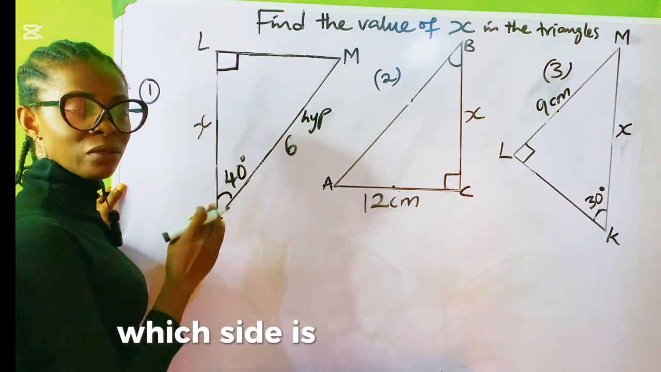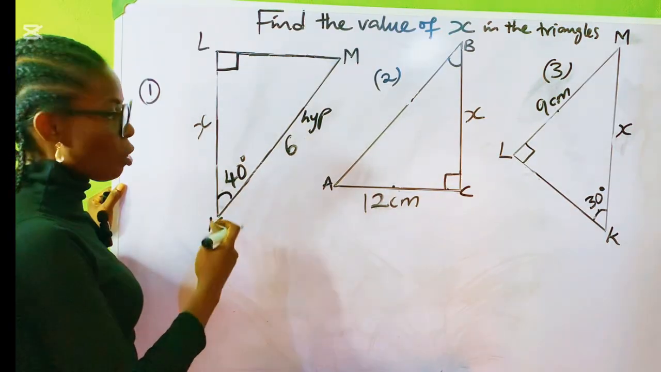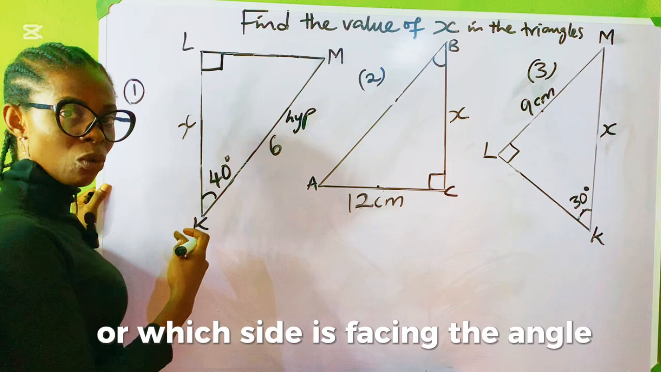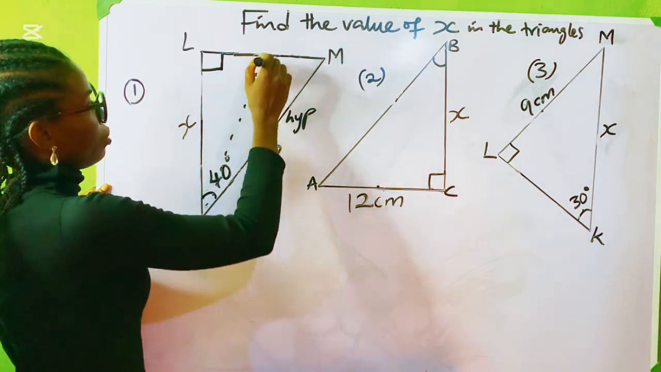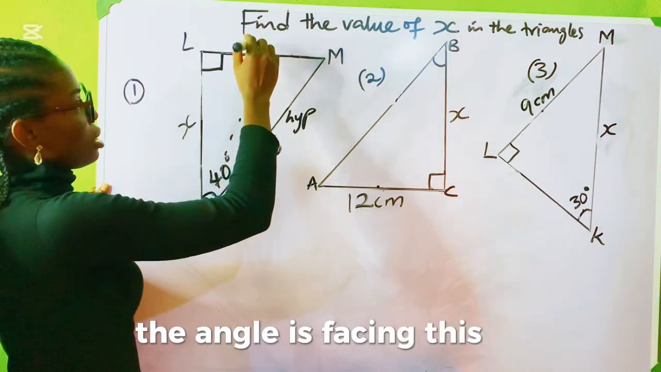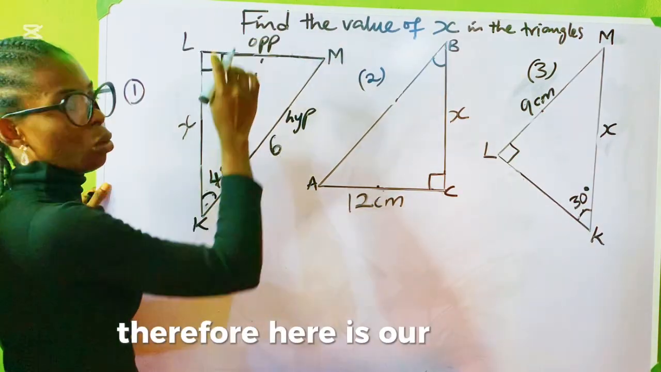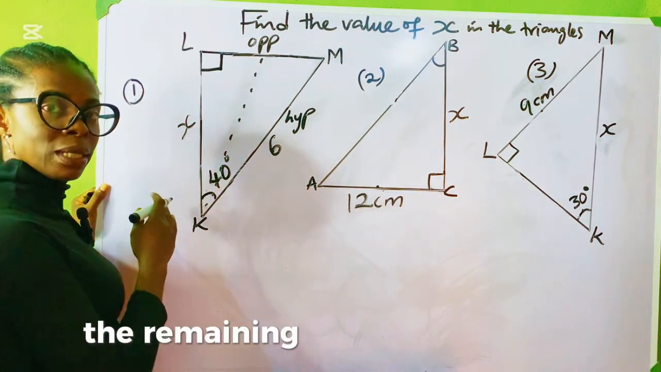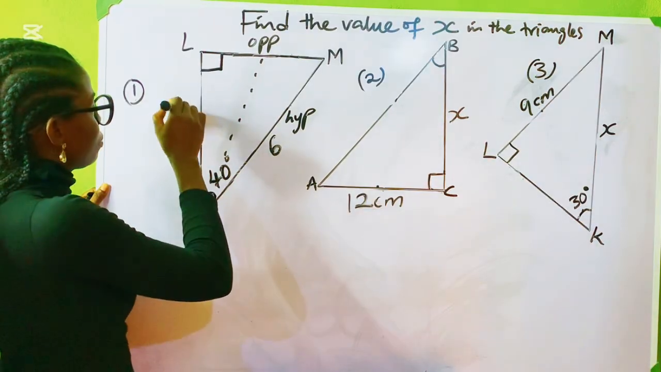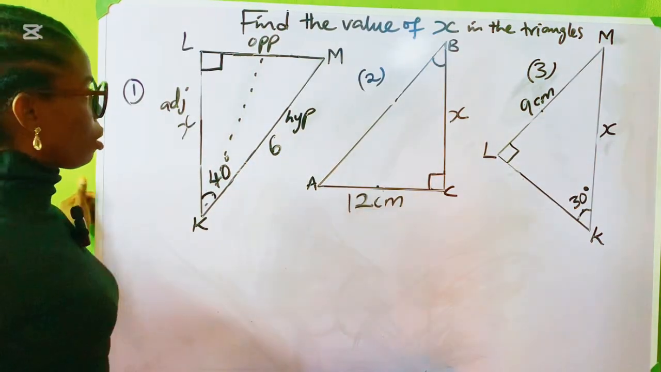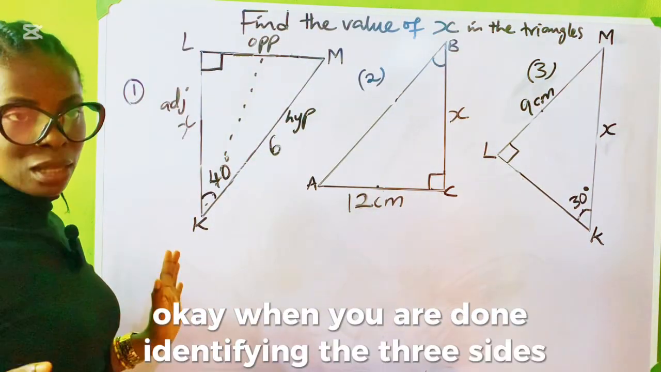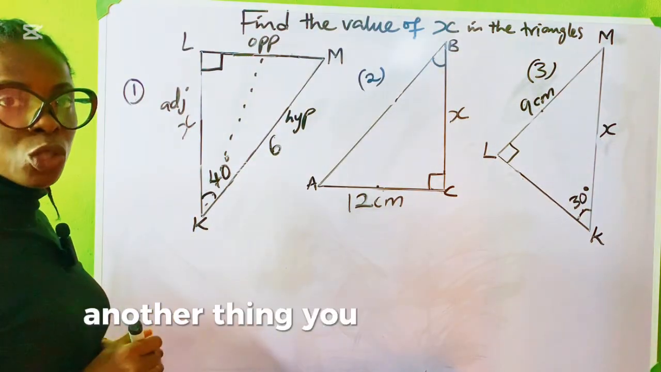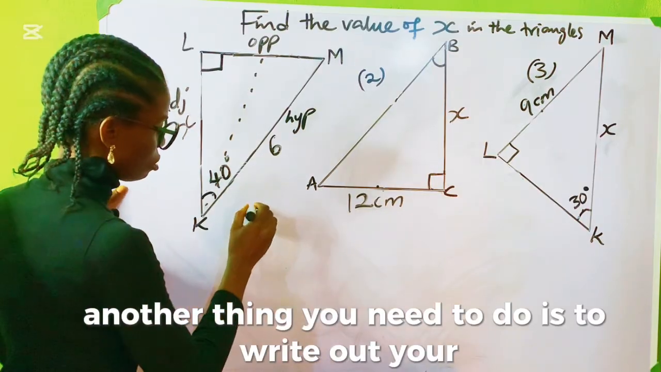Which side is facing the angle, or which side is the angle facing? Take a look. The angle is facing this side. Therefore, here is our opposite. The remaining side is our adjacent. When you're done identifying the three sides, another thing you need to do is to write out your SOHCAHTOA.